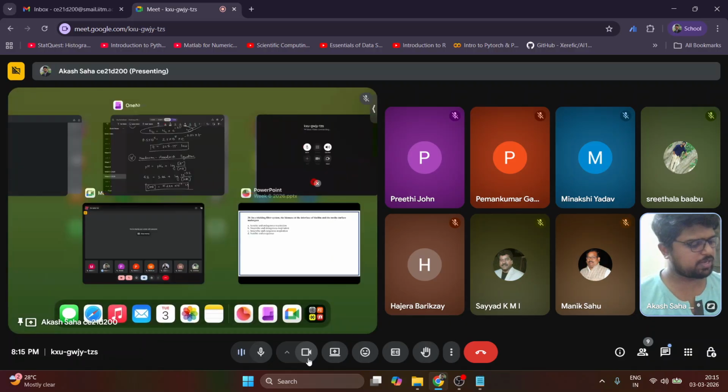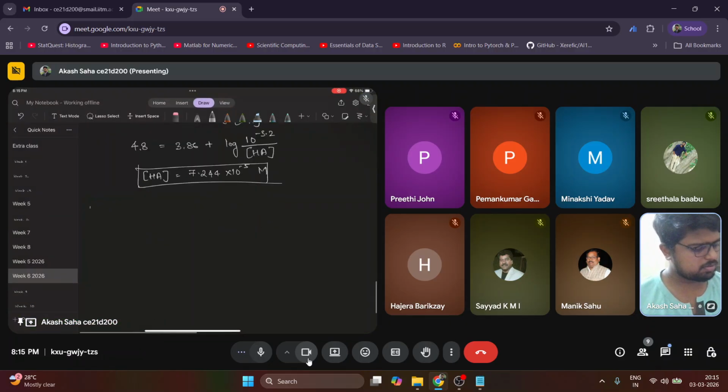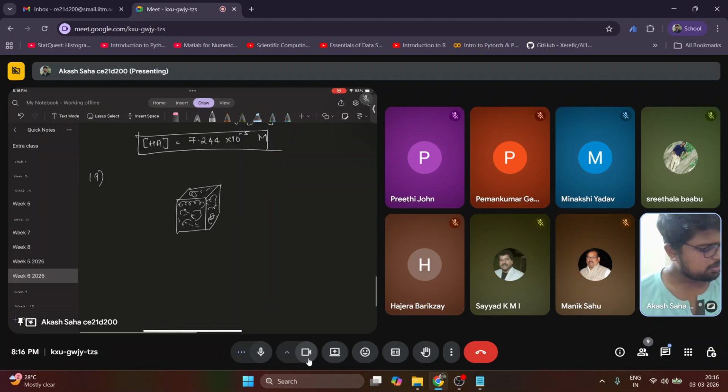So suppose we have a trickling filter. We have some media like this. I'm just making a cuboid for easy representation. So what will happen? The biomass will grow over the surface, right? Everywhere the biomass will grow. Slowly the biomass will grow.